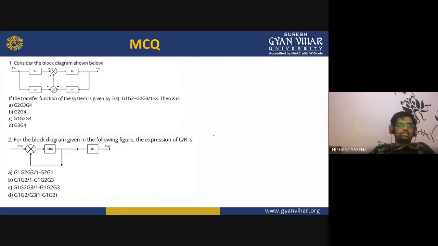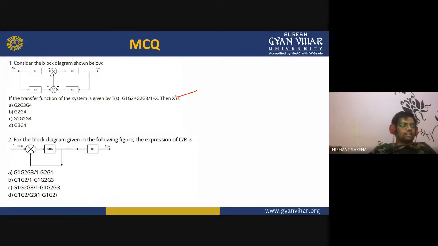Now let's see the MCQs for this. Consider the very first question, the block diagram for this. If the transfer function of the given system is T(s) equal to G1(s) plus G2 G3 upon 1 plus X, then what is the value of X? We have to identify the value of X. Try to solve it. I have already told you the methods for solving two summation points, cascading and block reduction techniques. We will discuss the solution after this.